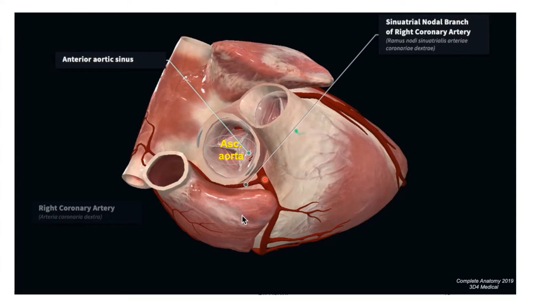After coming out, it is giving a branch which is running between the ascending aorta and the right atrium or right auricle, and then it is passing medial to the superior vena cava, and then behind the superior vena cava it turns around and reaches up to the SA node. So by this time you must be knowing what is the conducting system of the heart and where the SA node and AV node are located. So this is the SA nodal artery. In 60 to 65% of cases, I am repeating again, it is a branch from the right coronary artery.